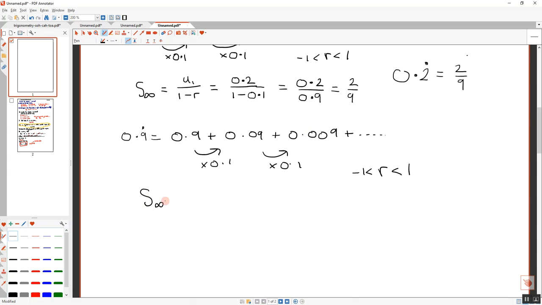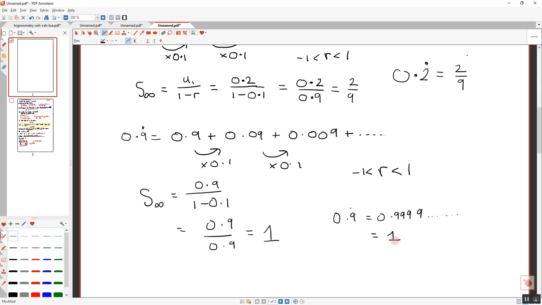The sum to infinity is first term over 1 take away r, which is 0.1. 0.9 over 0.9. What's 0.9 over 0.9? 9 over 9, which is 1. So what we're saying here is this sequence, 0.9 recurring, which is 0.99999, etc., is actually equal to 1.